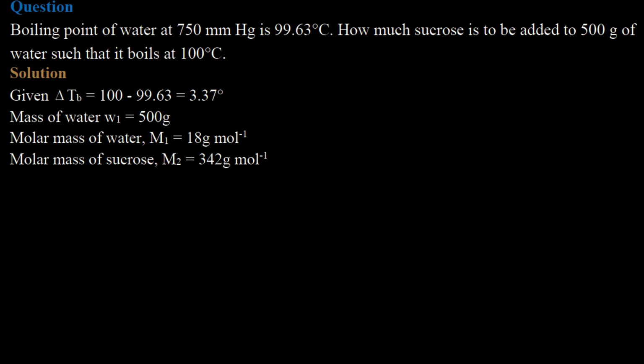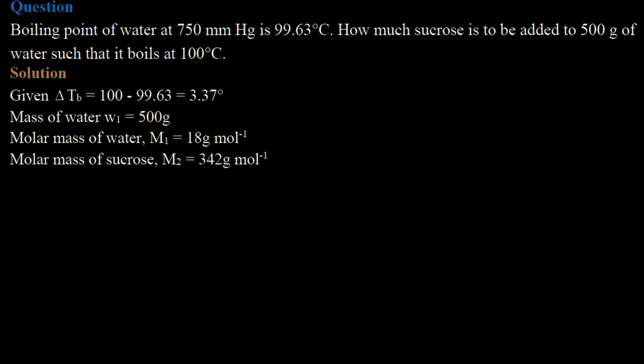So given delta TB, you have to find the difference in the boiling point, that is 100. After adding sucrose, elevation in boiling point has taken place, so that is 100 minus, originally it was 99.63, so delta TB is equal to 3.37 degrees Celsius. Mass of water is given in the question, it is 500. How much sucrose is added to 500 grams is the question. So mass of water is 500 grams.